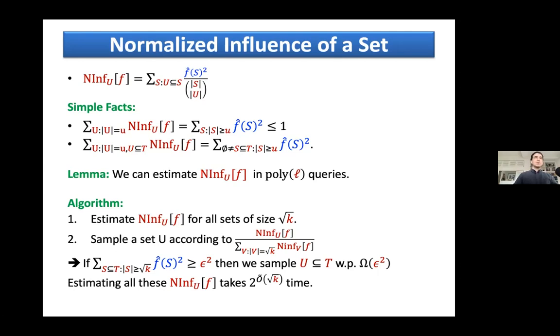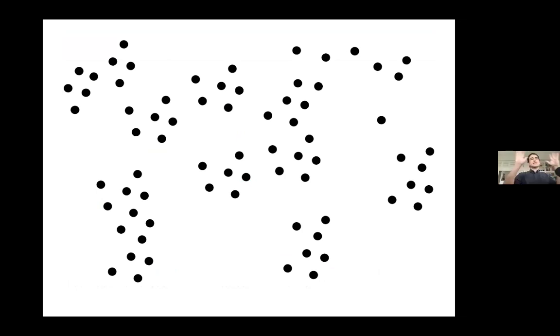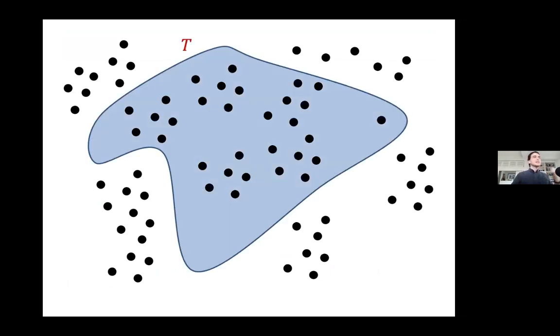So maybe more pictorially, because this is a lot of notation. Think of this as your set of coordinates. This is like maybe 1000k coordinates, and you want to find k coordinates among them that are the important ones. And we have this unknown set T that is really the set that you're trying to figure out. What we show is that every time you can find square root k coordinates inside T with constant probability, and then you can recurse.